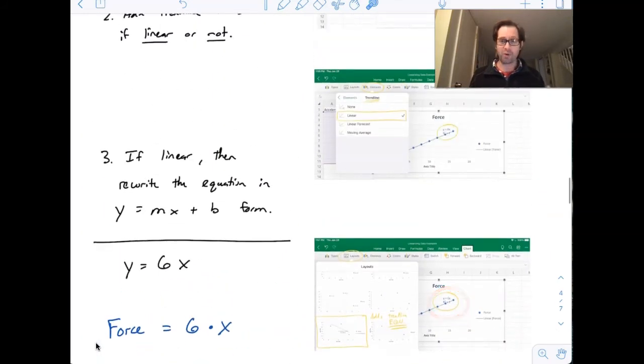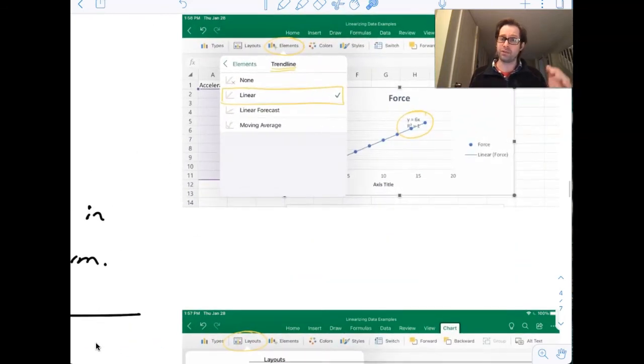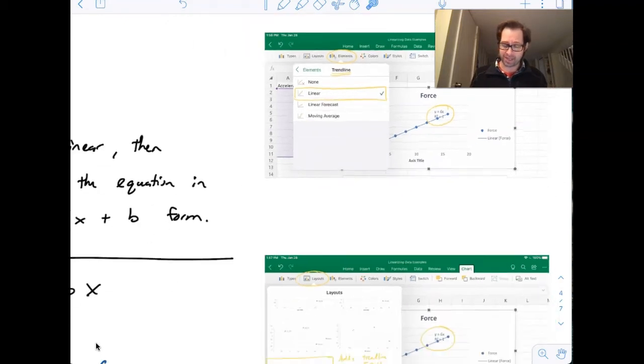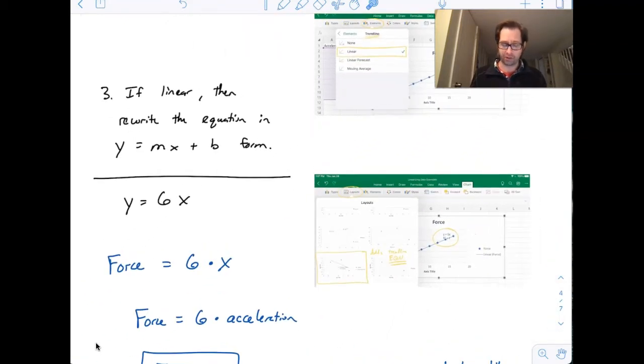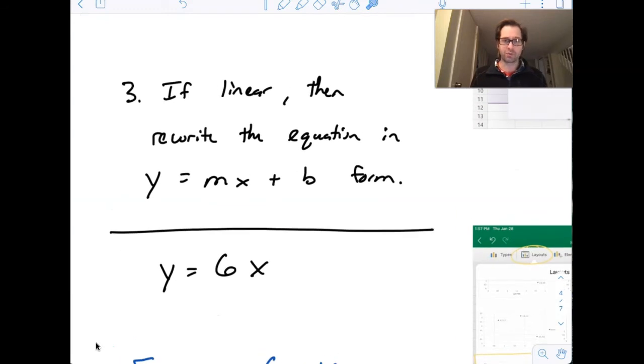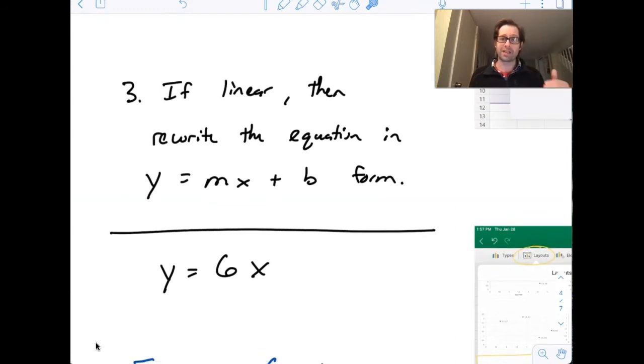Now in this case, we're very linear. Our R squared value, when I did the trend line, was 1. That's as linear as you can get. So if that comes out to be close to 1, you know you're on the right track. The last step is to rewrite your equation in the y equals mx plus b form, knowing what y and what x represented in our data collection.